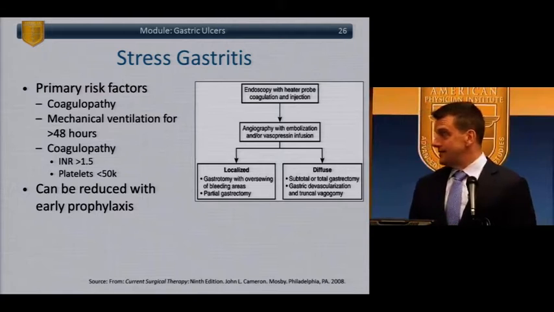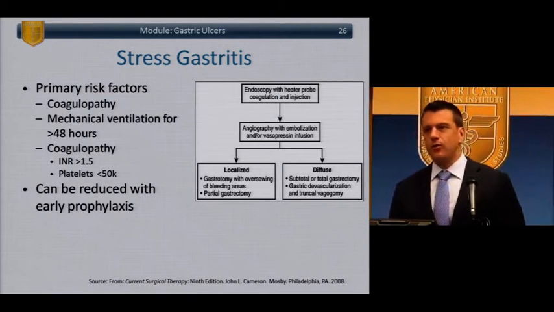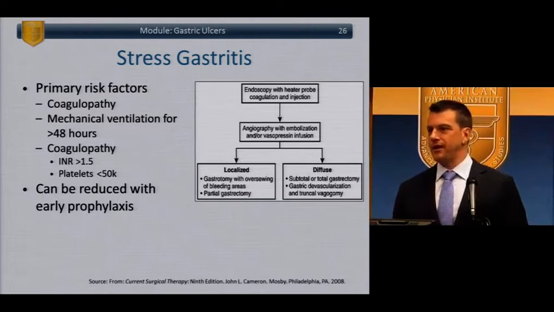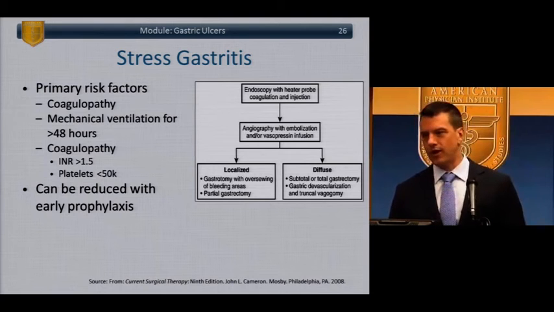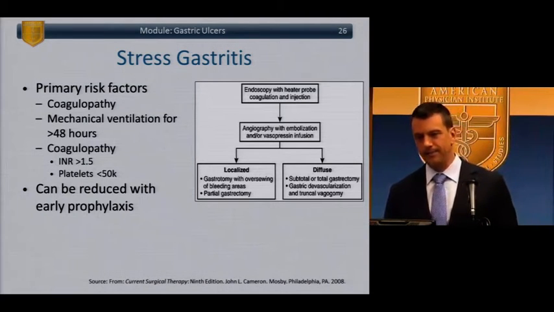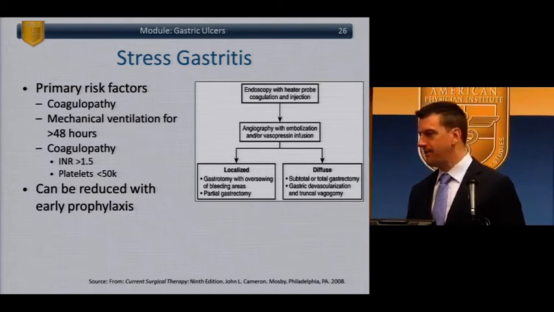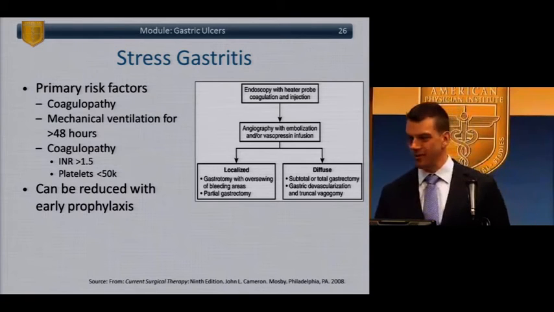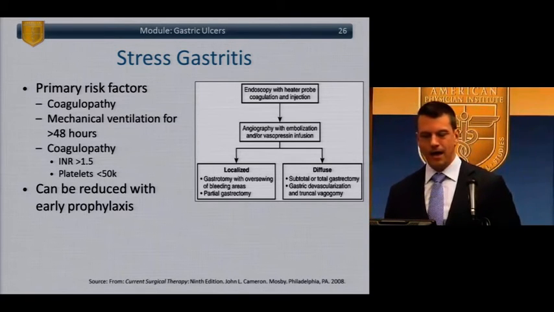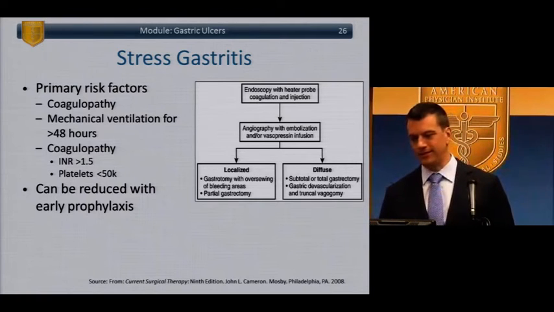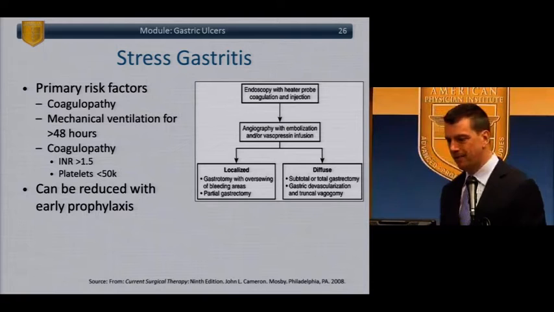Stress gastritis is something we, again, don't see quite as much of as we used to, now that we have so many options for acid suppression in the ICU scenario. Usually this is coagulopathy, patients on mechanical ventilation for more than a couple of days, and then low platelet count, or the INR gets up. Early prophylaxis is the hallmark to preventing this. The best way to deal with this is to prevent it in the first place.